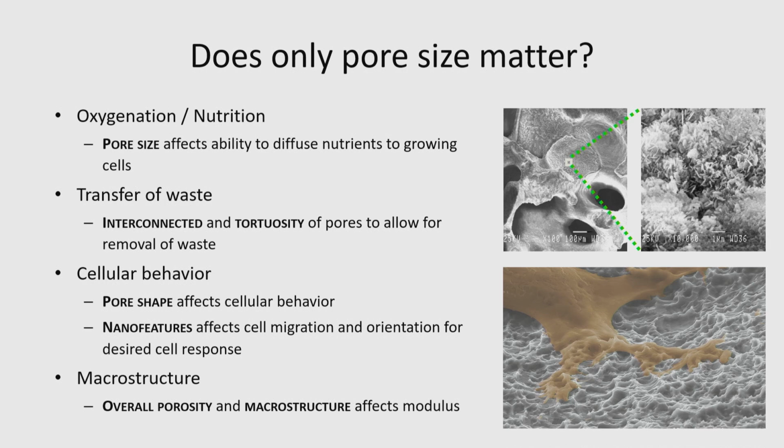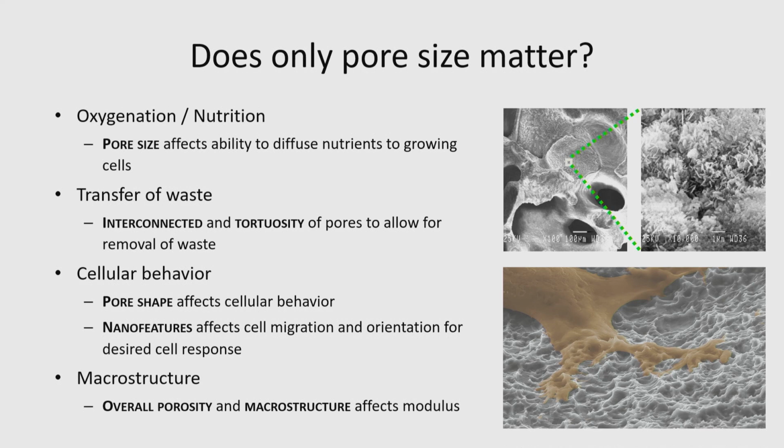How the small pores are hooked up to big pores, the actual shape of the pores, the tortuosity of the pores, in order to get channels of nutrients in and waste out, that also varies in bone. It's not that simple. The pore shape actually affects cellular behavior. We can have nano features in the pores themselves, and this is sort of like the new metal that's being nano etched.